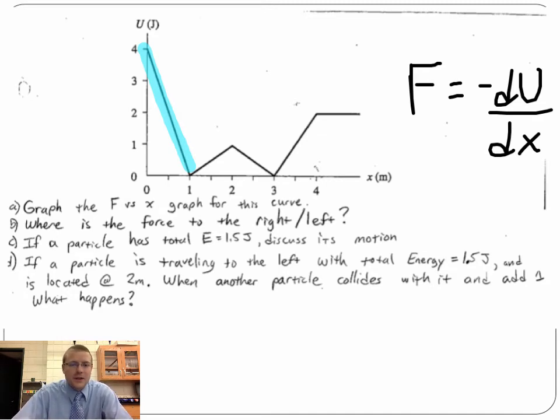So my slope there is 4 over 1. However, since it is a negative derivative, I'm going to get a positive amount of force. So the force for the first segment here is 4 newtons.